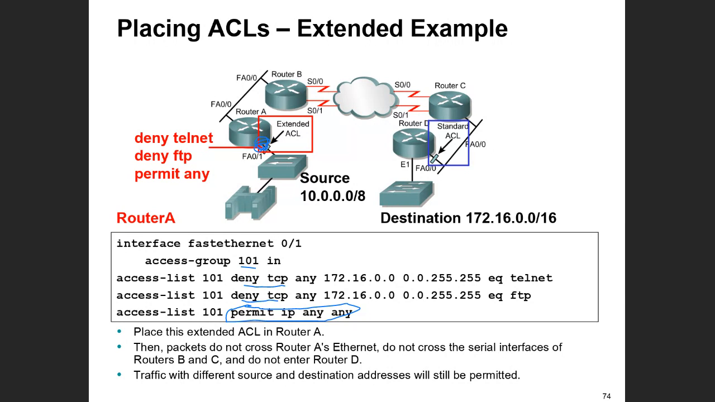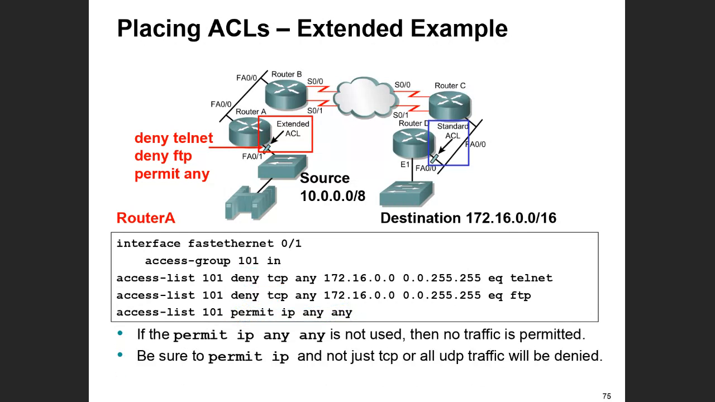So we place this extended access control list on router A. They don't cross router A, they don't cross router B, they don't cross the WAN interface to router C and router D. They're nipped in the bud. Legitimate traffic is still permitted. If the permit IP any is not used, if I didn't put this in, I have no permits. Everything is denied. If it matches the first two lines, it's denied because it was telnet or FTP. Then it has the implicit deny, which means you're denied. I don't care what you are, you're denied.